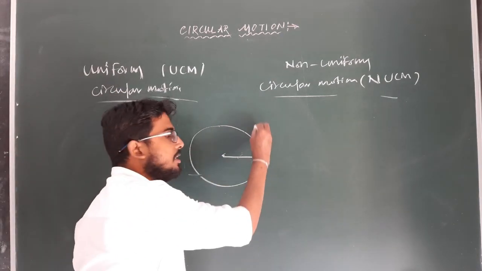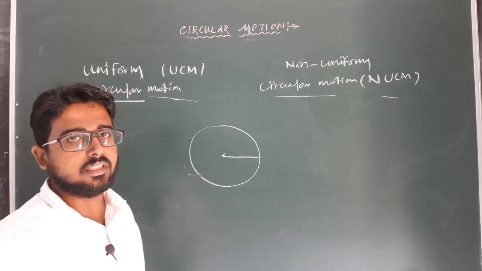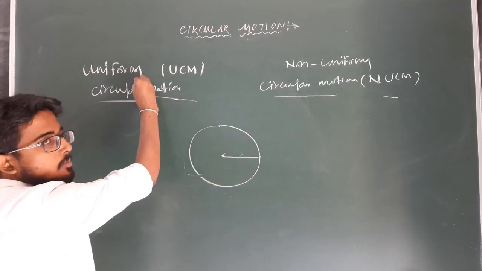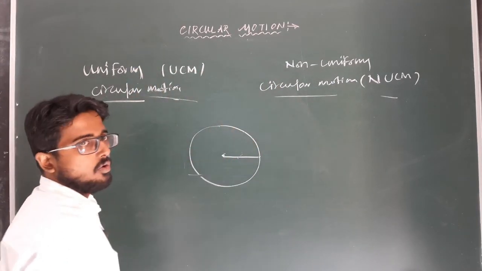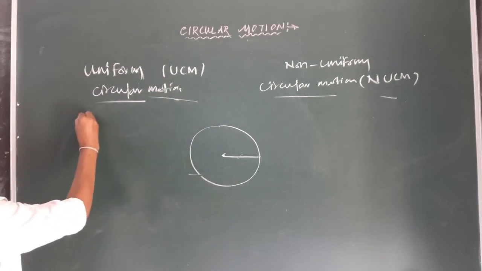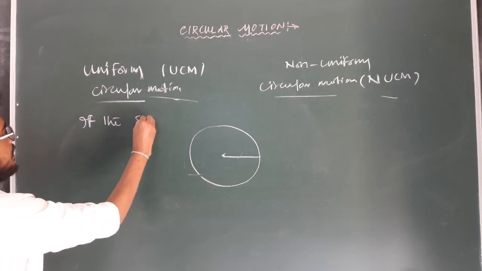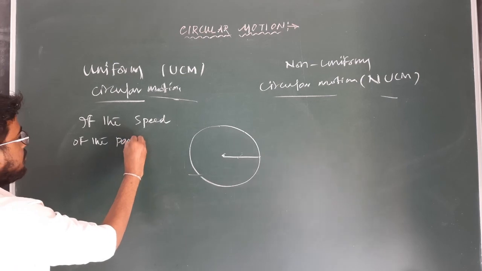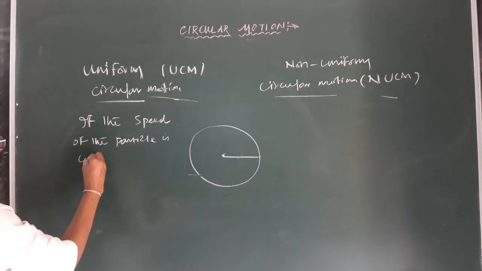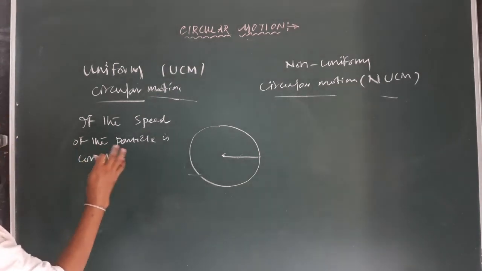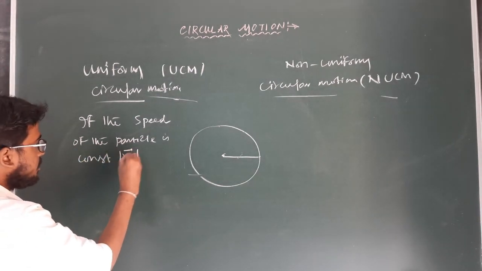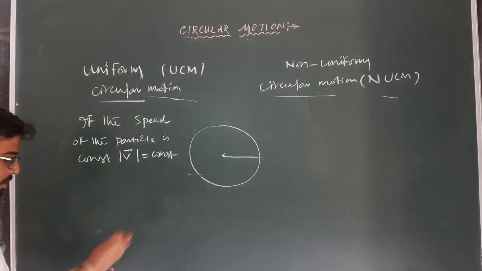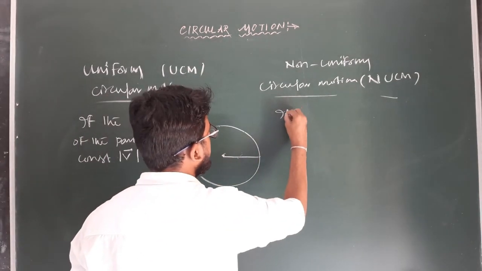But if there is no tangential acceleration, then the speed of the particle does not change, it remains constant. So depending upon the tangential acceleration, the circular motion can be uniform or it can be non-uniform. So what is uniform circular motion? If the speed remains constant, okay, if the speed of the particle is constant, that means the magnitude of velocity is constant, then the circular motion is said to be uniform circular motion. Same as that, in case of non-uniform, the speed is not constant.